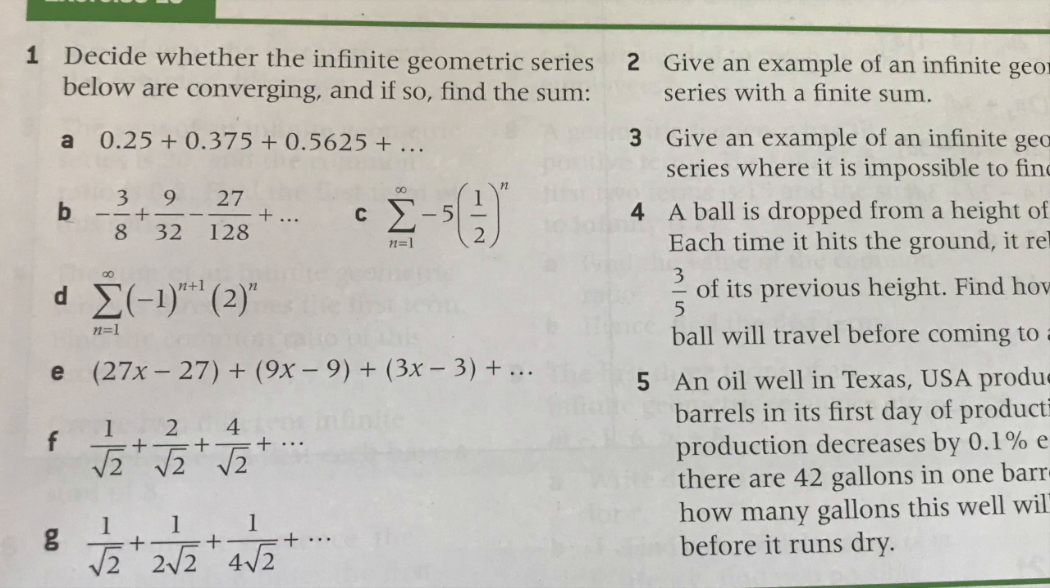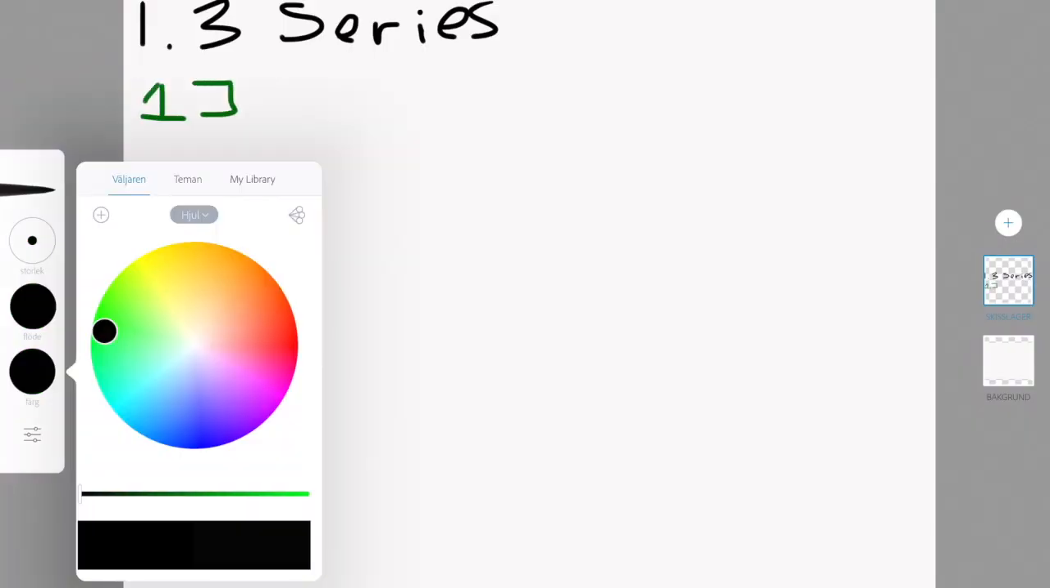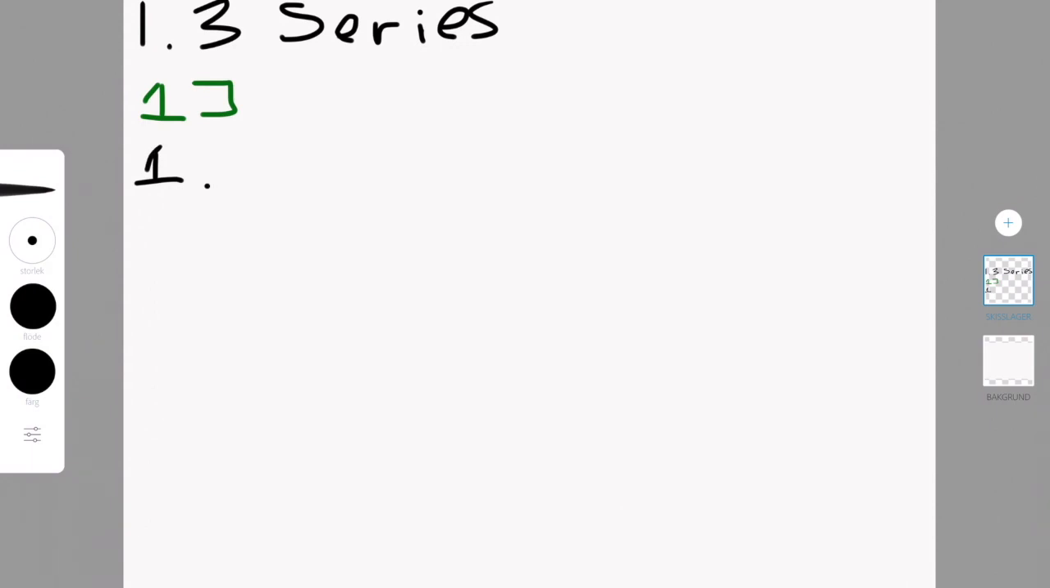Now we're going to take a look at an actual question. This is from exercise 1J in the IB Maths book. We will be doing 1A and 1G together. We have to decide whether the infinite geometric series below are converging, and if they are, we have to find the sum. So for 1A, the numbers are 0.25 plus 0.375 plus 0.5625.